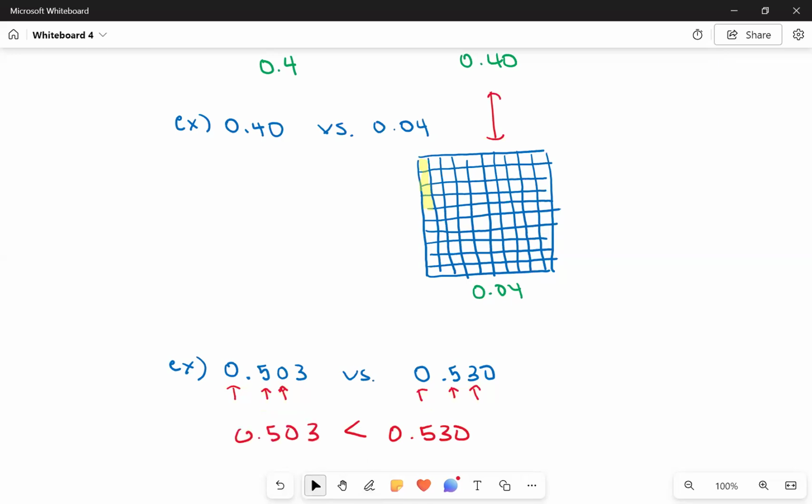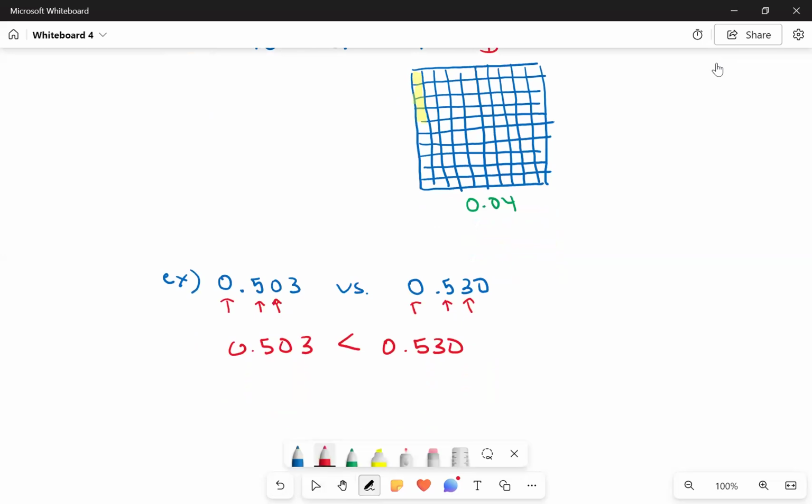And there you go. The book calls this the place value test for inequality. It's the idea that you take each number one by one in each place value and compare them one by one. Okay, so that's that.